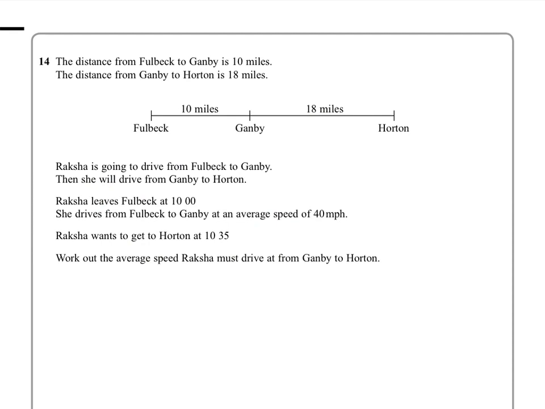So in this question you've got to be careful. It says she leaves at 10 in the morning here and travels at an average speed. So over the distance of 10 miles, the speed is 40 miles per hour. Now, this is a distance of 10 miles.